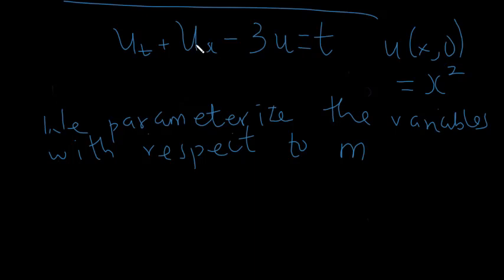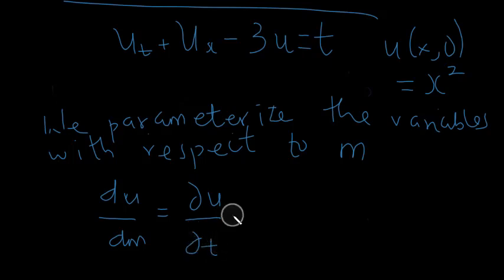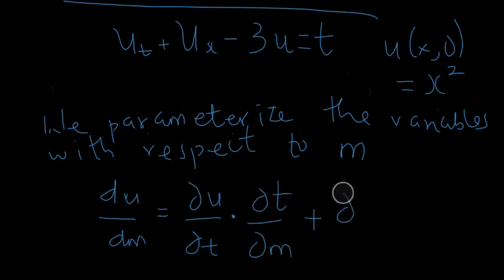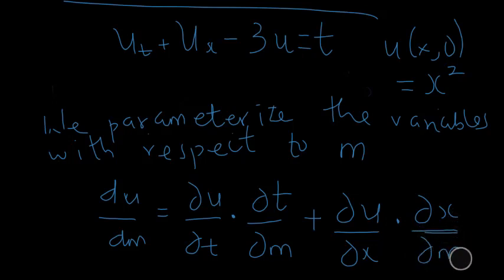Then you do the same thing at this point, right? You differentiate u with respect to x, then you multiply by differentiating x with respect to m, right? So let's do that over here. So I have du/dm being equal to ∂u/∂t multiplied by ∂t/∂m, plus ∂u/∂x multiplied by ∂x/∂m. Alright? Yeah, so that's what we have.